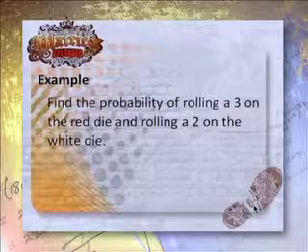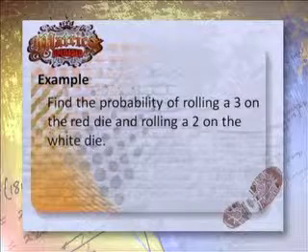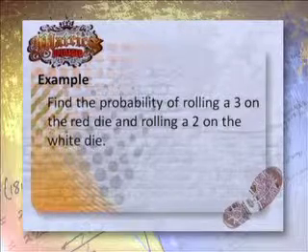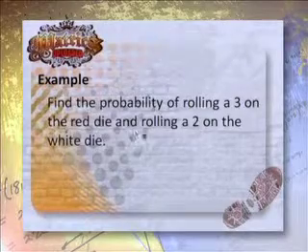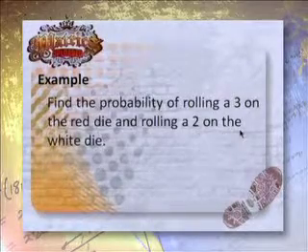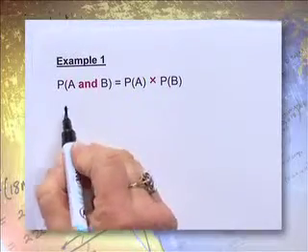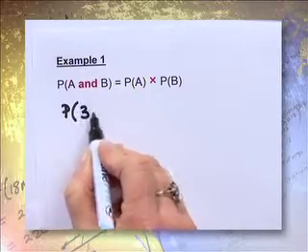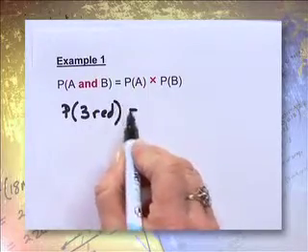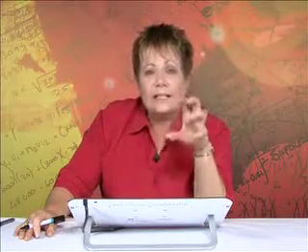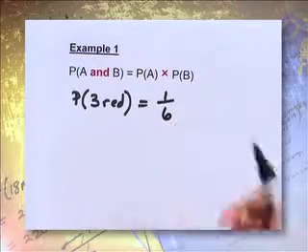Let's have a look at a couple of examples. First of all, we're going to find the probability of rolling a 3 on a red die and rolling a 2 on a white die. Okay, so let's have a look at the solution. The probability of rolling a 3 on a red die. Now, how many numbers do you have on one die? There are 6. So the probability of throwing a single one is going to be 1 over 6.